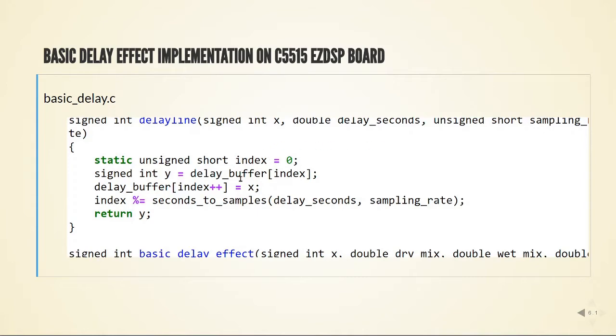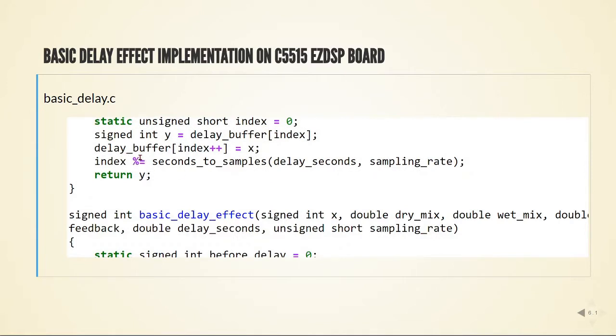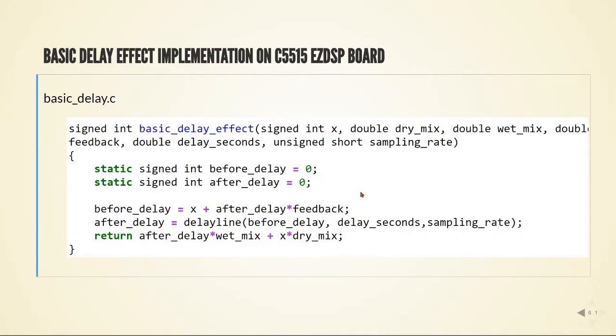So we have this index, we have the delay buffer defined here that we're going to use. We are using this modulus operator. We are doing exactly the same thing that we did before. And here is our basic delay effect, and we are using our delay line or circular buffer. We have again our before delay and after delay, and then our output is the after delay times the wet mix plus the input times the dry mix gain. And this is how we are going to implement it on the C5515 DSP board.